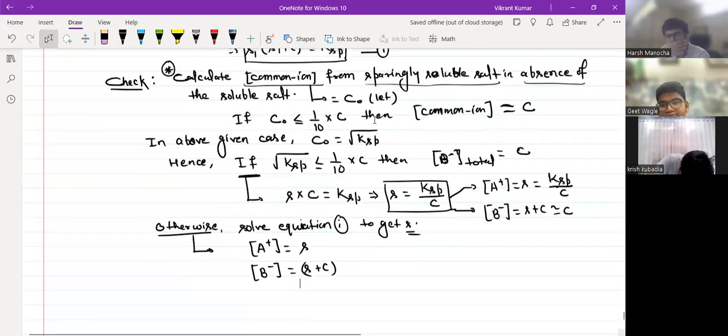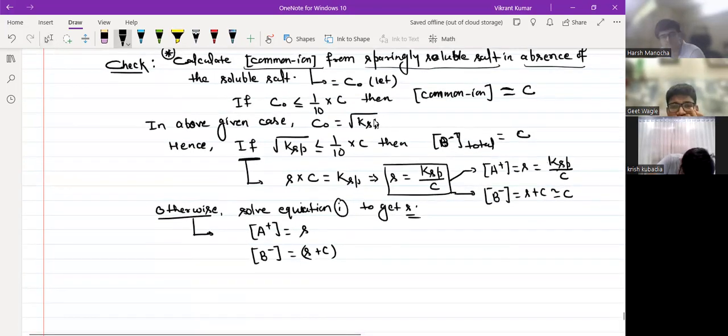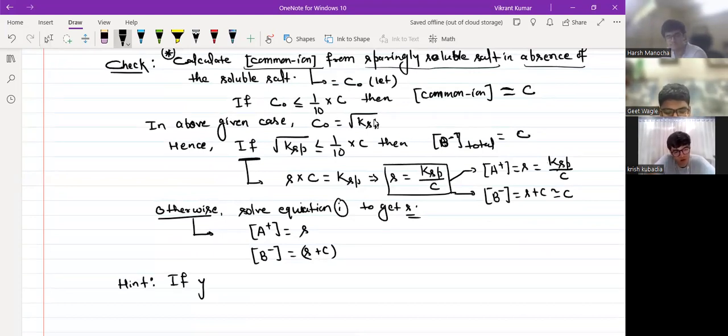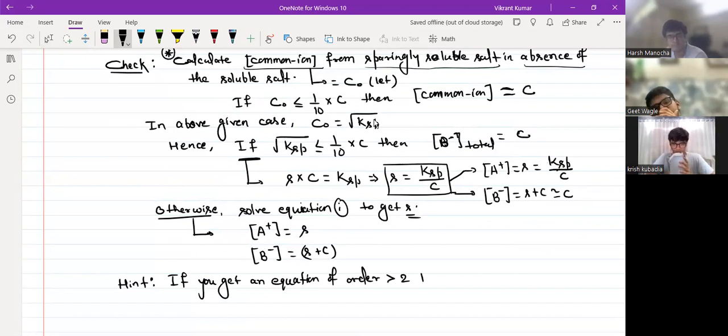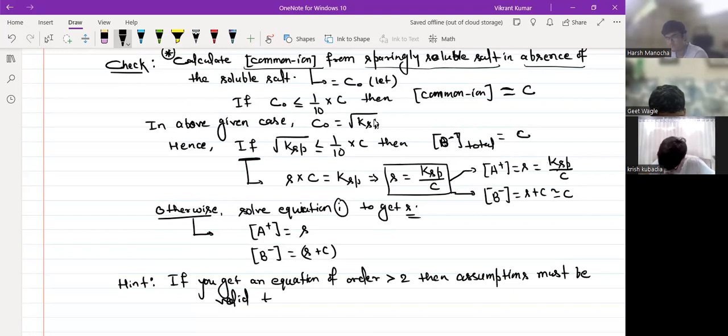हाँ, इसी में हिंट क्या है? या तो क्वाड्रेटिक था इसलिए they ask you to solve it also. हिंट क्या है? If you get an equation of order greater than 2, then assumptions must be valid to solve it. है ना?